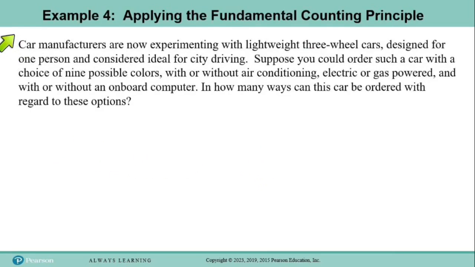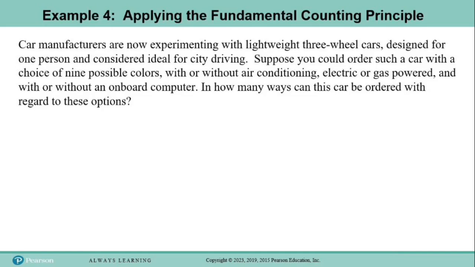And example 4. Car manufacturers are now experimenting with lightweight 3-wheel cars designed for 1 person and considered ideal for city driving. Suppose you could order such a car with a choice of 9 possible colors, with or without air conditioning, electric or gas powered, and with or without onboard computer. How many ways can this car be ordered with regard to these options?